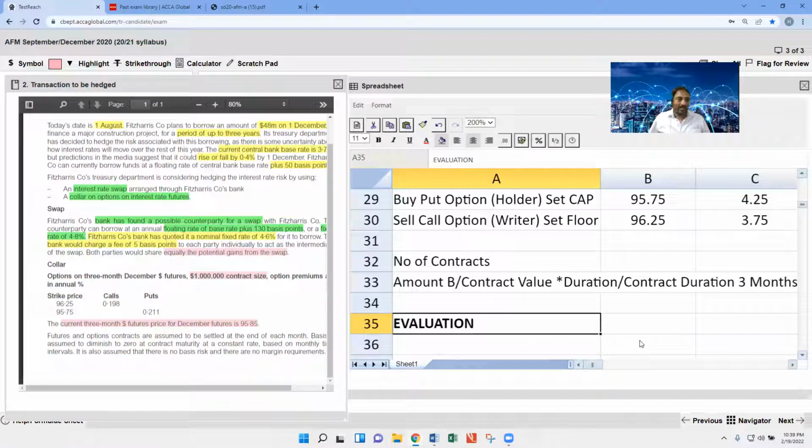So candidates, I suggest that we take a break for this time. So a short break for that moment. After that, I will continue with that part of the question.